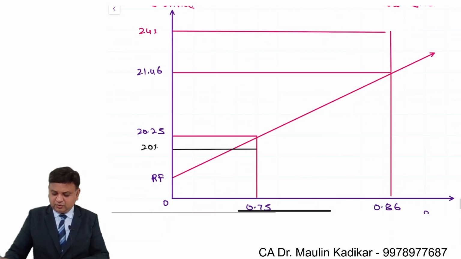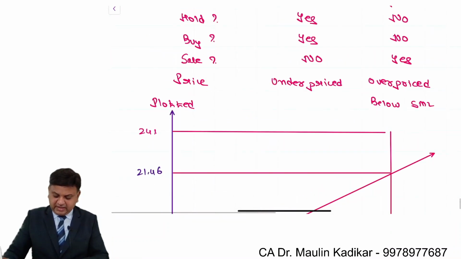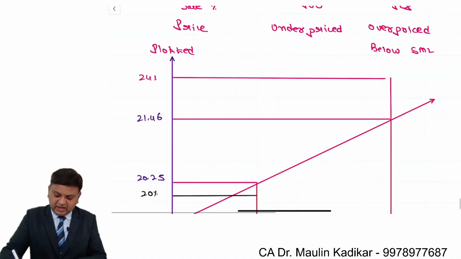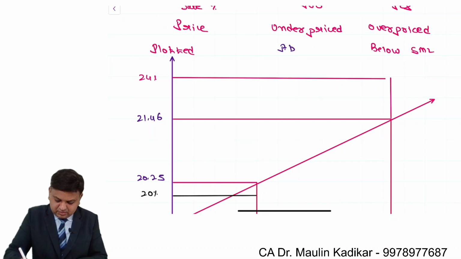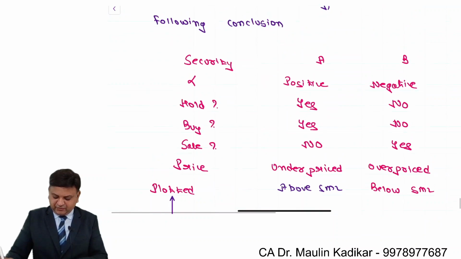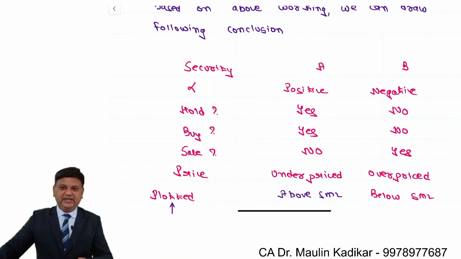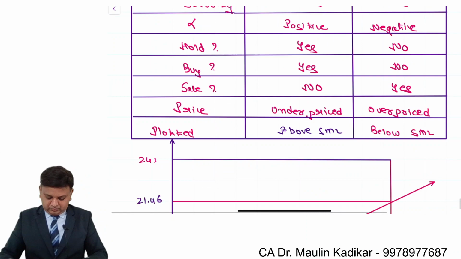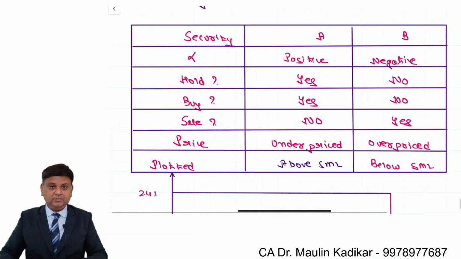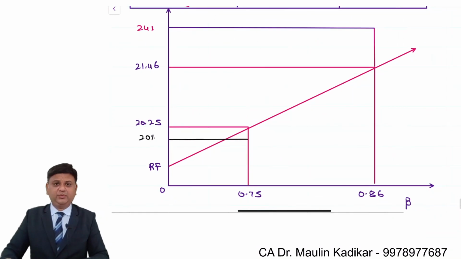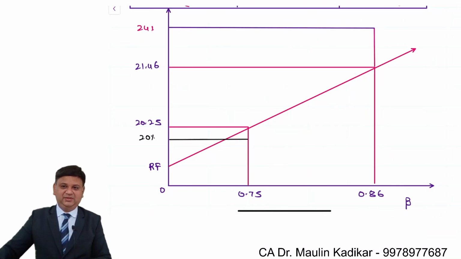This is the way we are required to show the line, and of course we understand that security A is lying above SML, above the security market line. This is the kind of conclusion that we can draw for securities having alpha positive and alpha negative. This is the conclusion and this is the diagram. The diagram is not from examination point of view, but this is for understanding point of view.